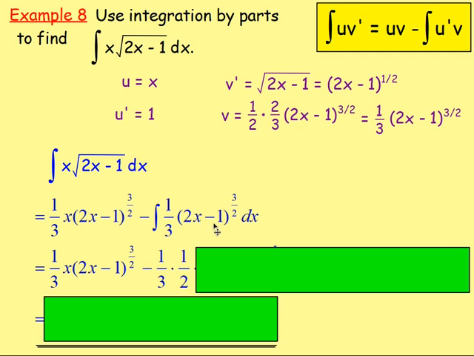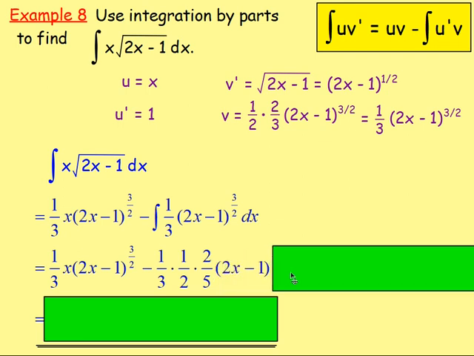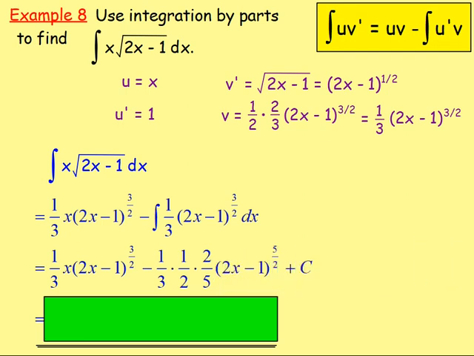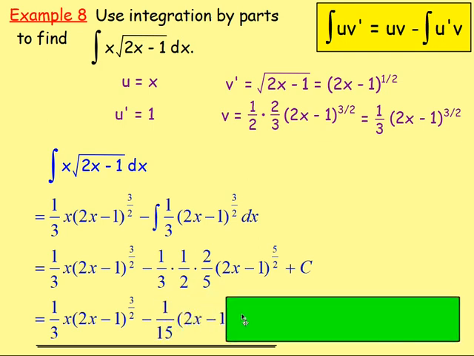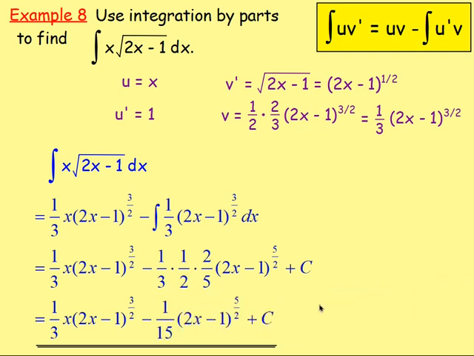Remember, this went to 2x take away 1 to the power of 5/2. Dividing by 5/2 is the same as multiplying by 2/5. And the brackets would be as they are, and as I said, it's the 5/2. Simplify this, well, the first part is staying as it is, nothing's changing, but I've got 1/3 times a half times 2/5, multiply the numerators, multiply the denominators, and then simplify, and it gives you 1/15, 2x take away 1 to the power of 5/2. And always remember, you need your plus c.